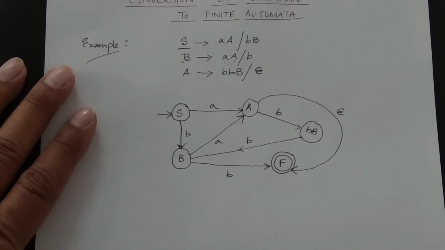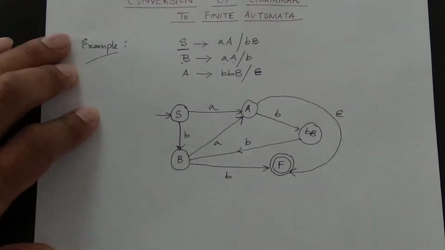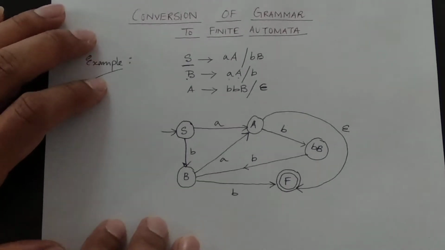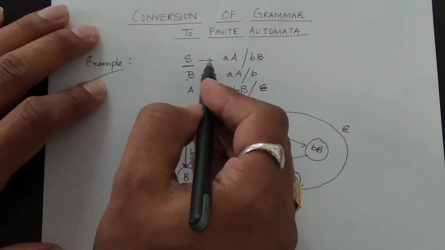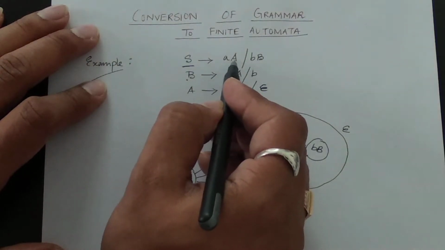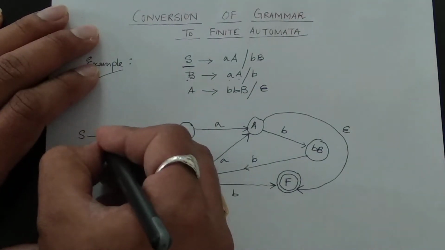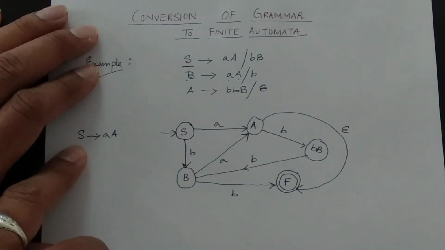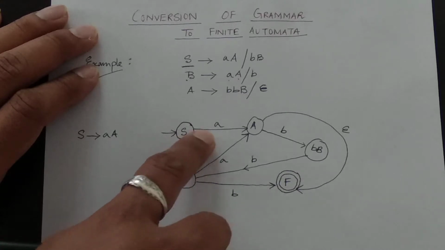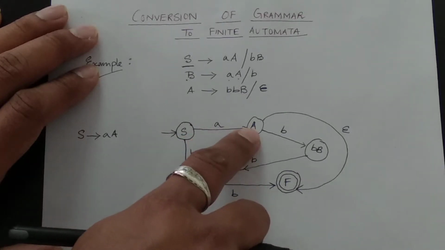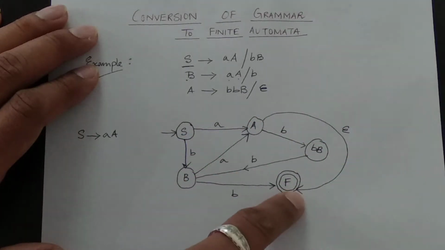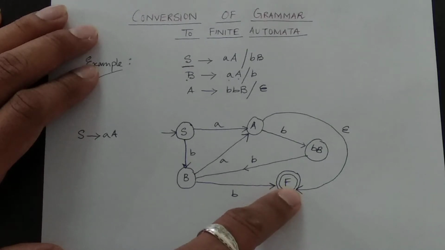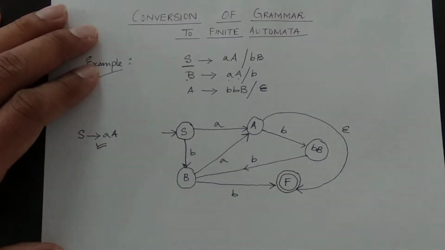Now, you might be having one query which is building up in my mind. S implies small letter a, capital letter A. For the production S implies small letter a, capital letter A, when will this be accepted? Let me check. From S, a, okay, capital letter A. From A, there is an epsilon, and then definitely this is reaching the final state. Therefore, this production is accepted.